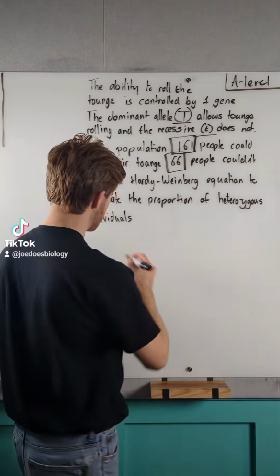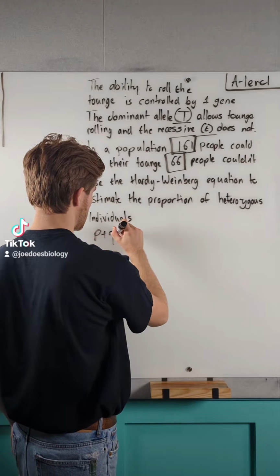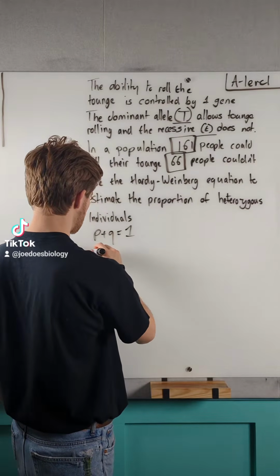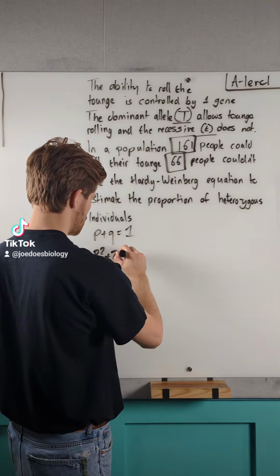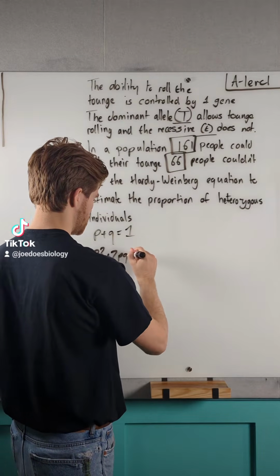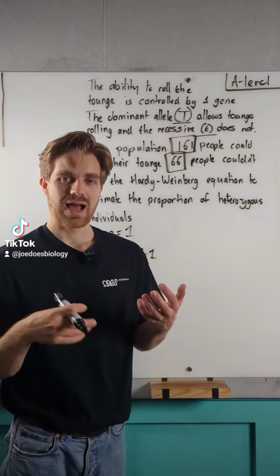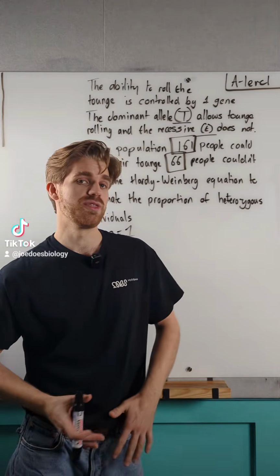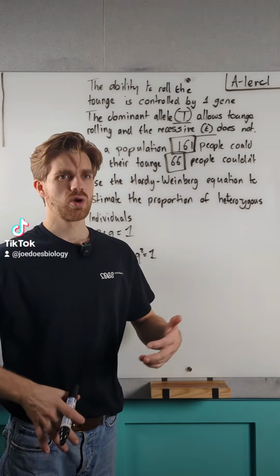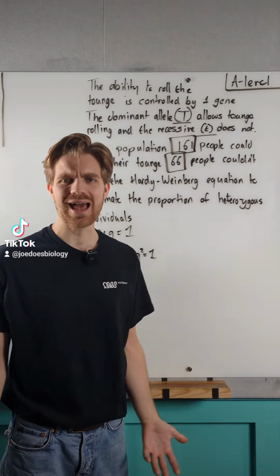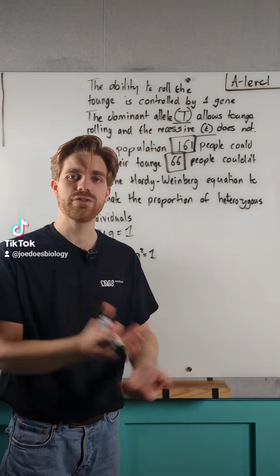In the exam, you will always be given the Hardy-Weinberg equations. So P plus Q equals 1, and P squared plus 2PQ plus Q squared equals 1 as well. And the thing is, where do we start with this question? Because we don't know the frequency of the allele, do we? We just know the frequency of the phenotypes.